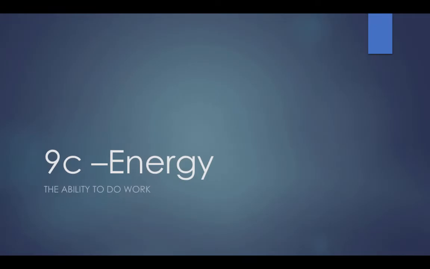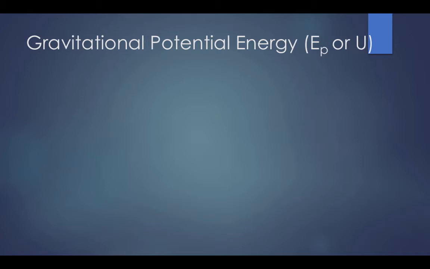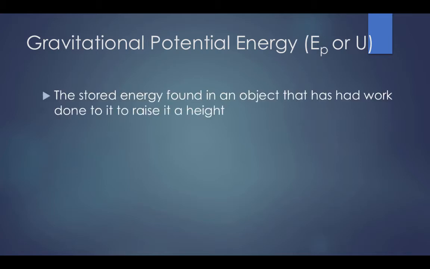Lesson 9C, Energy, the ability to do work. Gravitational potential energy, denoted with the symbol E sub P or uppercase U, is the stored energy found in an object as a result of work being done to it as it raises to a height.